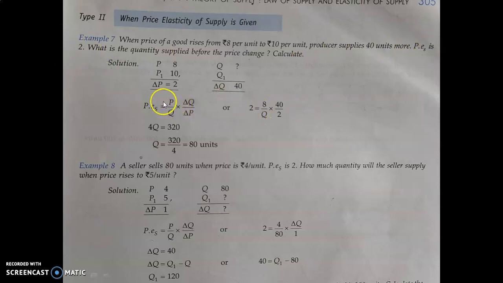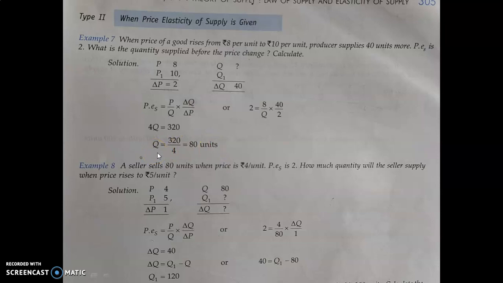2 is equal to P, that is 8, by Q, which we don't know. We have to calculate it. So write it as Q into delta Q is 40, divided by delta P is 2. So 4Q is equal to 320. So Q is equal to 320 divided by 4, that is 80 units. When we cross multiply this, we will get 80 units as Q, that is the old quantity.